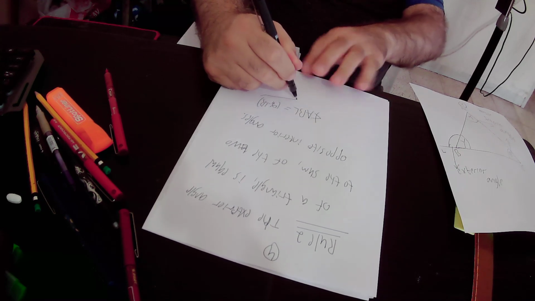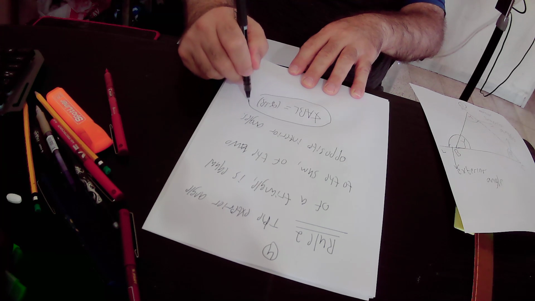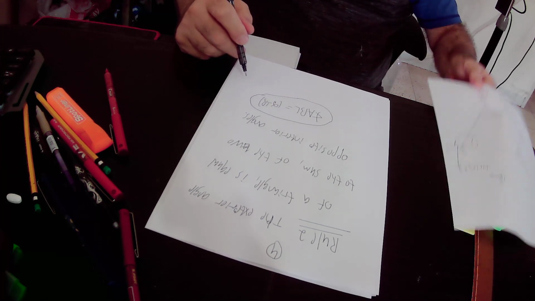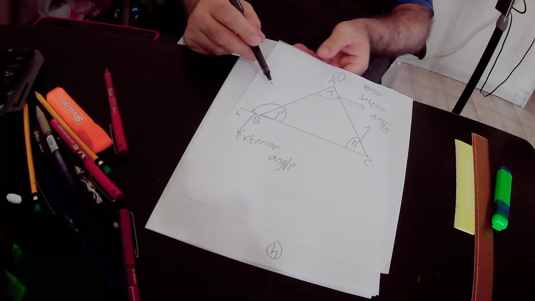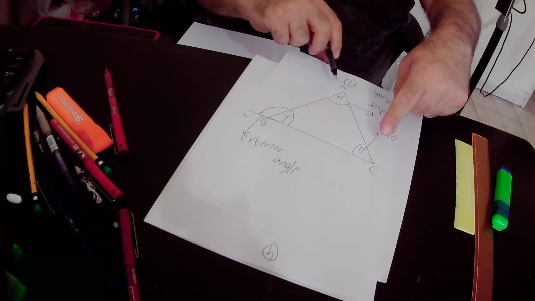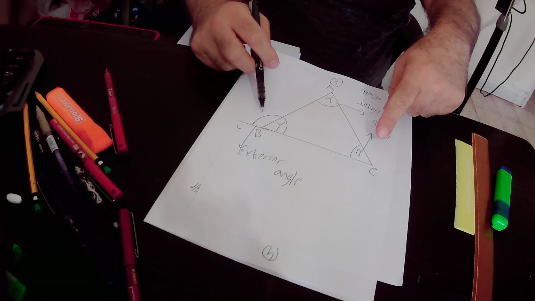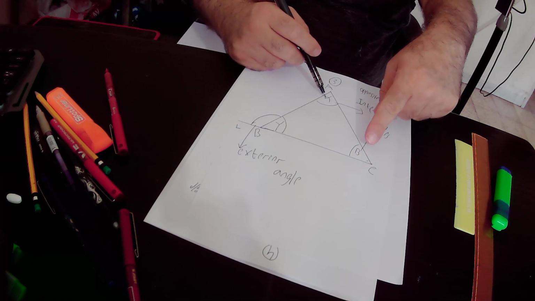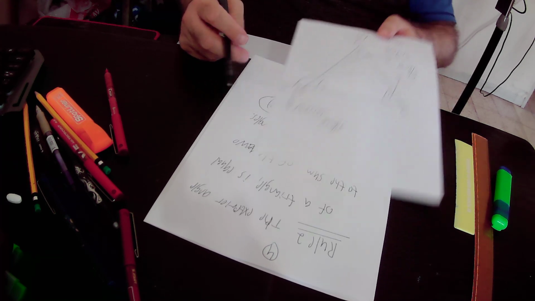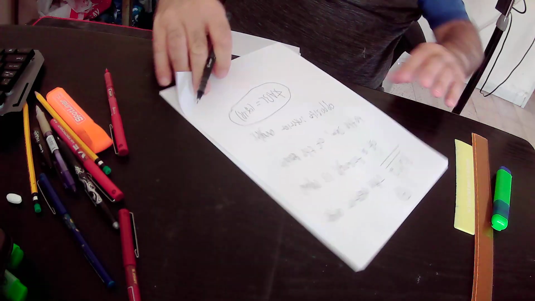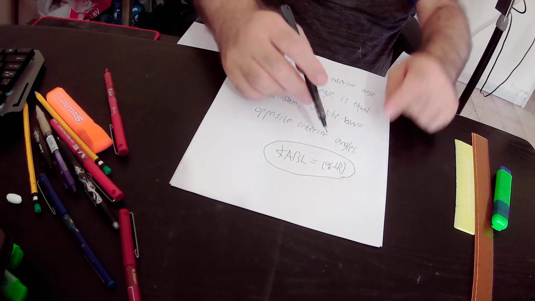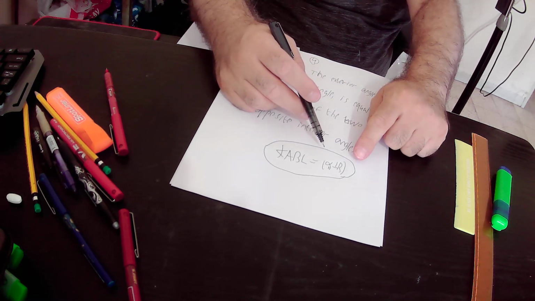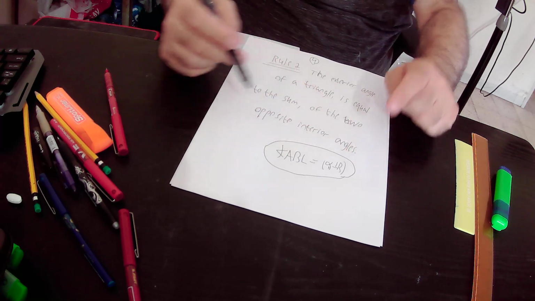Okay, so the exterior angle ABL equals the sum of the two opposite interior angles. That is to say, angle ABL equals angle alpha plus beta. Again, the exterior angle ABL equals the sum of the two opposite interior angles. So it equals angle alpha plus angle beta.